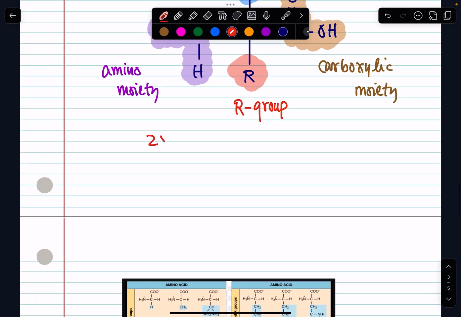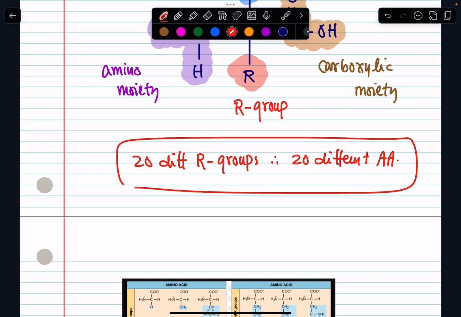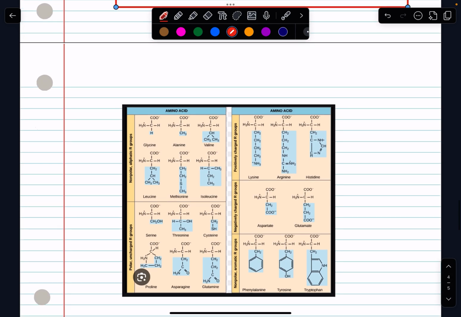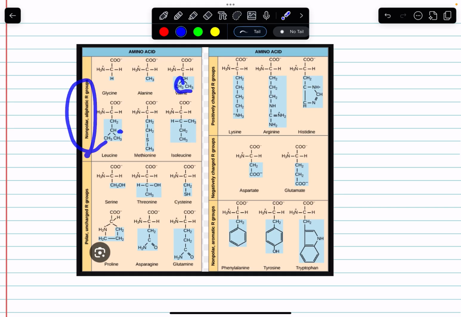Basically, we have 20 different R groups, hence 20 different amino acids, right? That's why you have 20. Now, on the table below, I'm showing you these 20 amino acids, which you can see here, right? And you can see it's the R groups that are different. Everything else is the same. And depending on the R group, you will have different types of amino acid.